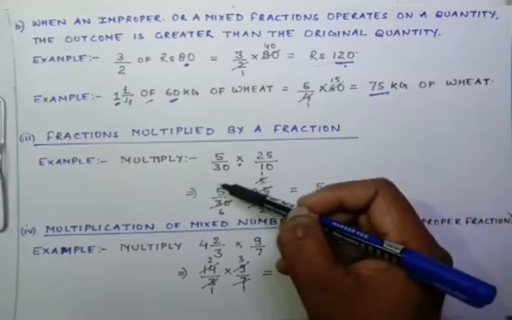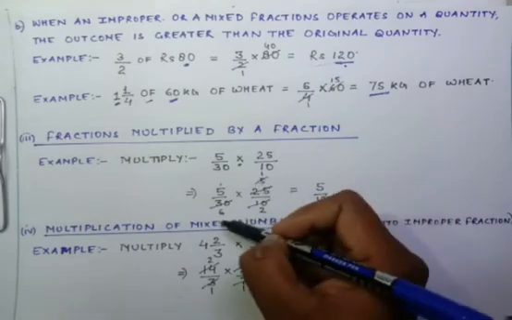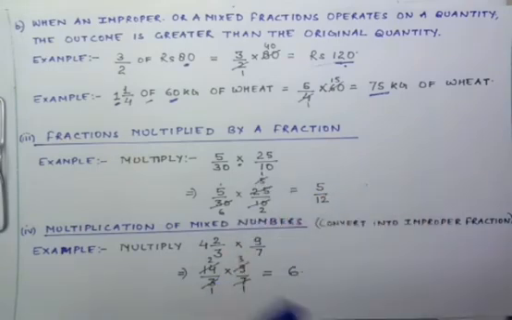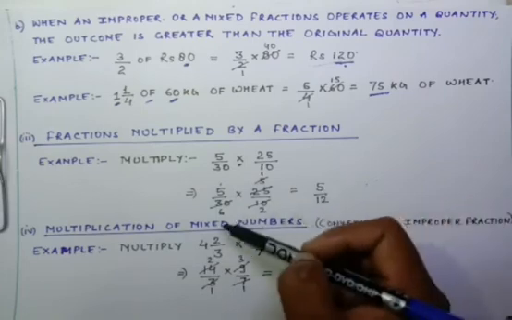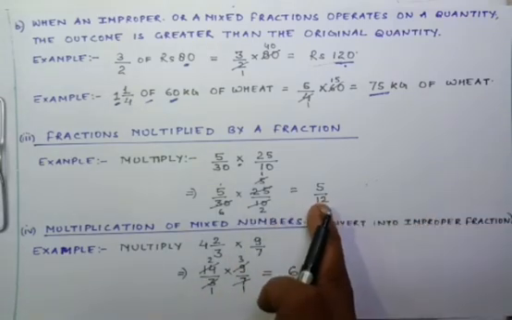5 ones are 5, 5 twos are 10, 5 fives are 25, 5 6s are 30. So what will be the answer? 5 upon 6 twos are 12. I hope it is clear to everyone.